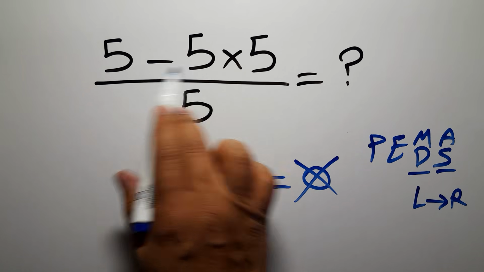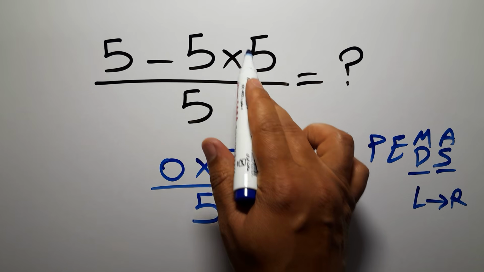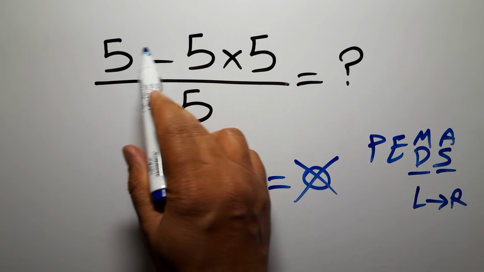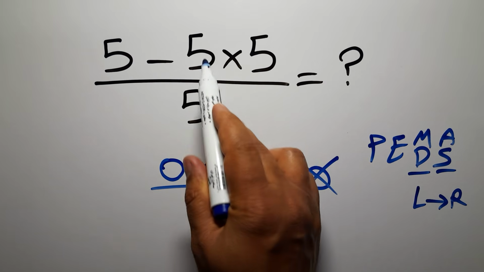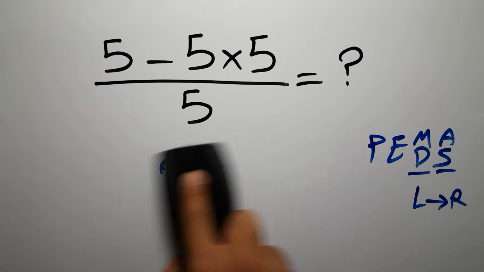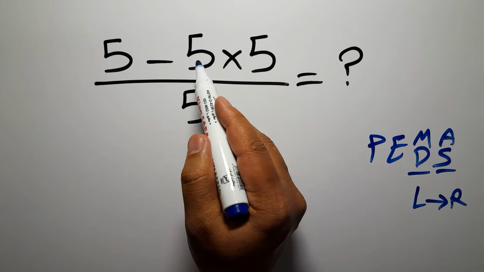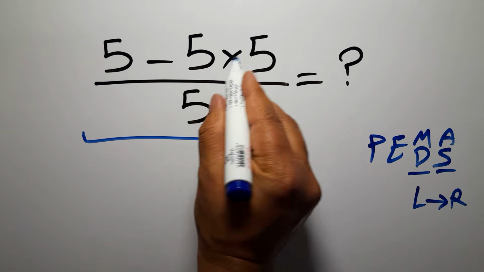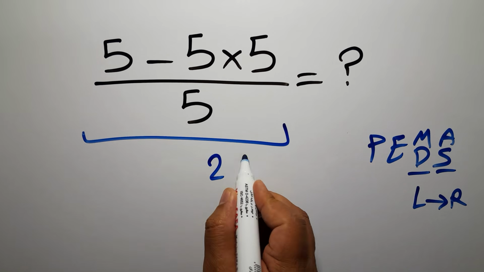So here in the numerator, first we have to do this multiplication, not this subtraction. If we do this subtraction before this multiplication, it is wrong. Okay, so first 5 times 5. Okay, 5 times 5 gives us 25.